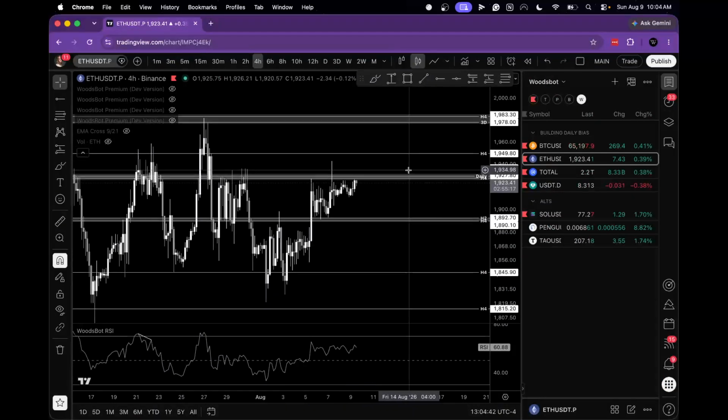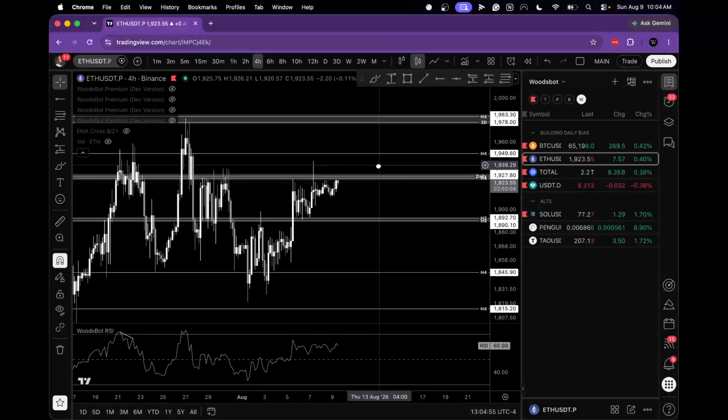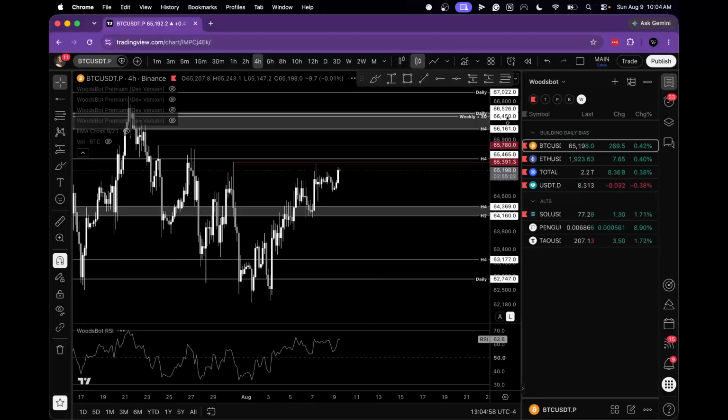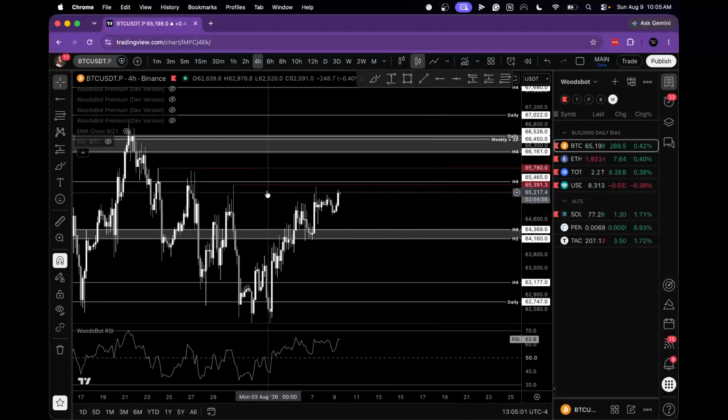All right, so yeah, today we're gonna go over how to build a daily bias. This is something that I personally do every single day. And I find that the days that I don't actually do this are the days where I make more mistakes, because I don't have my daily bias. So to do this, I just use the Woodsbot levels and I'll chart them onto my actual chart.